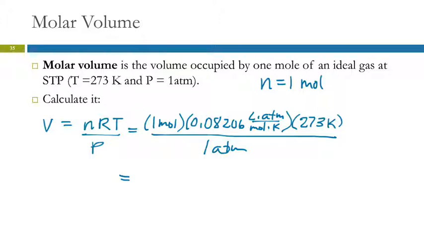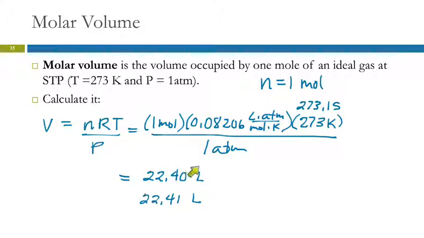I know what the number is, but I'm going to calculate it anyway. That's 22.40 liters. This is one place where I'm just not really keen on using the 273. I think 273.15 would be better. So I'm going to do that again. If you use that, you get 22.41 liters. Not a huge difference, right?